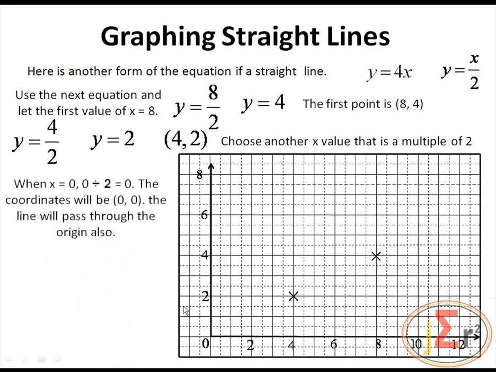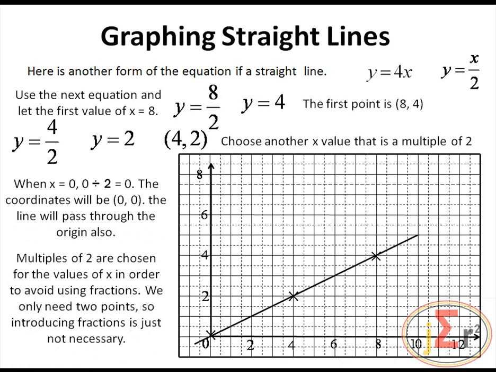When x is equal to 0, of course 0 divided by 2 is equal to 0. The coordinates will be 0, 0. The line will pass through the origin also. So that's another line through the origin. And of course we may draw our line like that. And that is how easy it is to graph those lines.